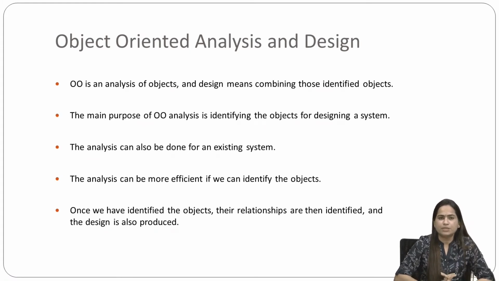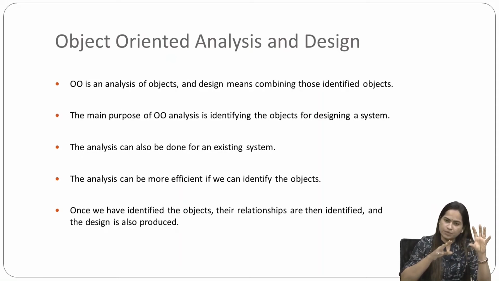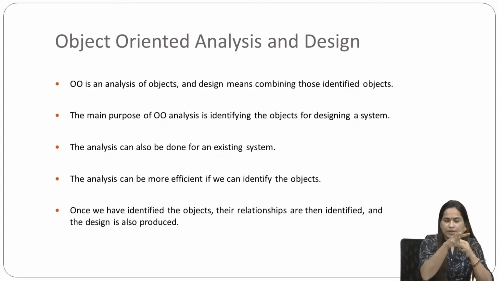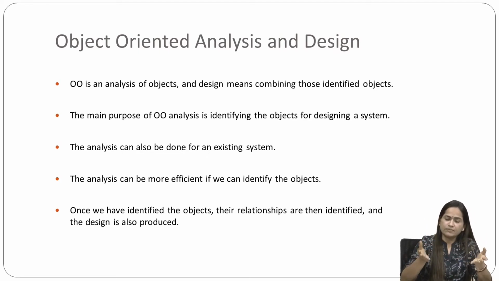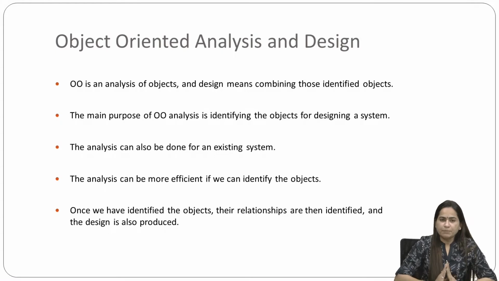OO, that stands for object oriented, is an analysis of objects, and design means combining those identified objects. Object oriented analysis means analysis of the objects, and object oriented design means whatever objects you have analyzed in your analysis part, you are combining those identified objects, that is designing. The main purpose of OO analysis is identifying the objects for designing a system.